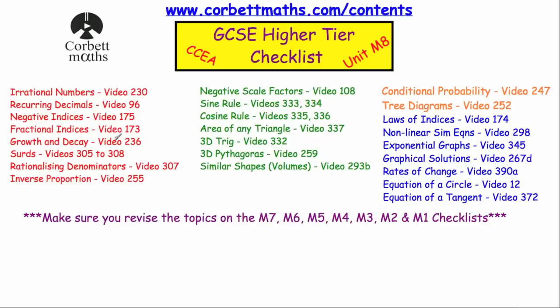In this video, we're going to spend about 5 or so minutes going through every single one of the topics. So in red, you've got the number topics. In green, we've got the geometry of the shape, space, and measure topics. In orange, we've got the statistics or the probability topics. And in blue, we've got the algebra topics. And I'm going to spend about 5 or so minutes on each of these topics today to make sure you're familiar with each one of these topics.